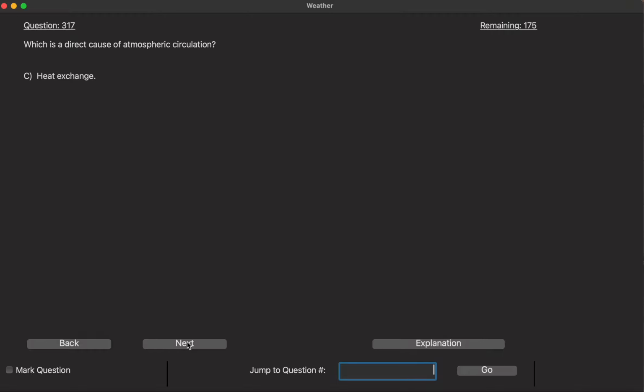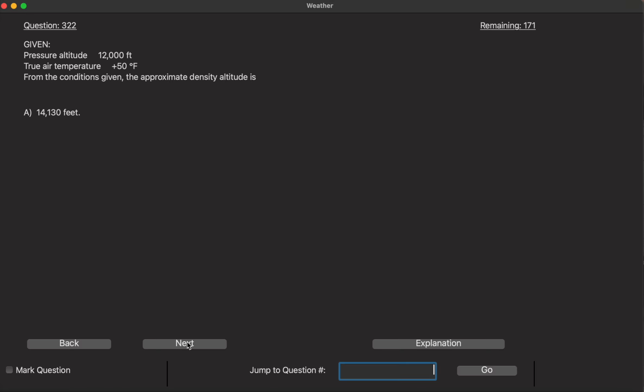Direct cause of atmospheric circulation, heat exchange. What is the standard temperature at 10,000 feet? -5°C. What is the standard temperature at 20,000 feet? -25°C. Standard temperature at sea level is 15°C.